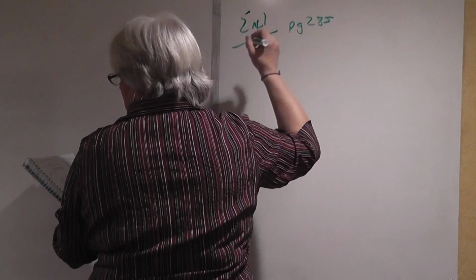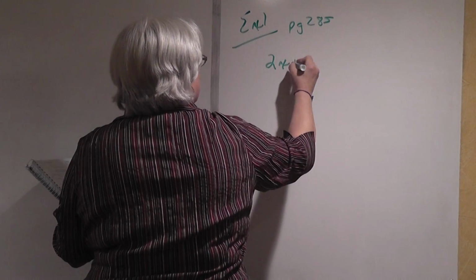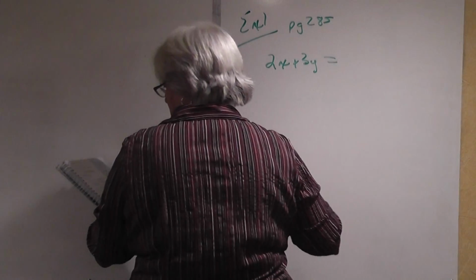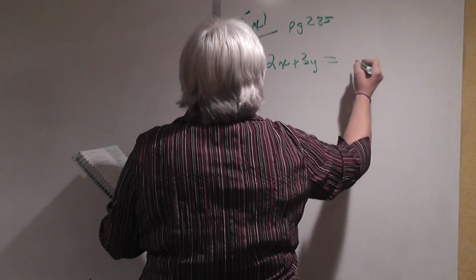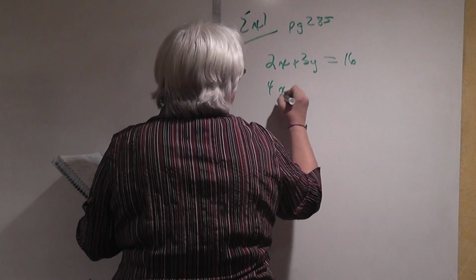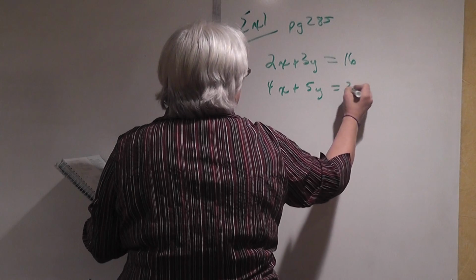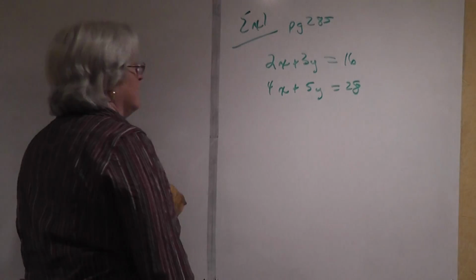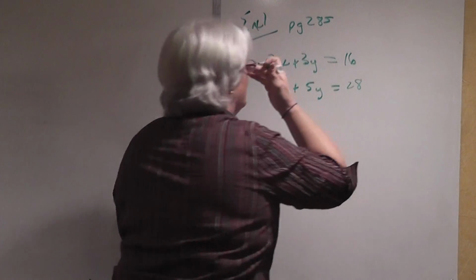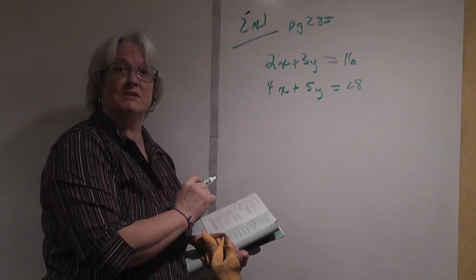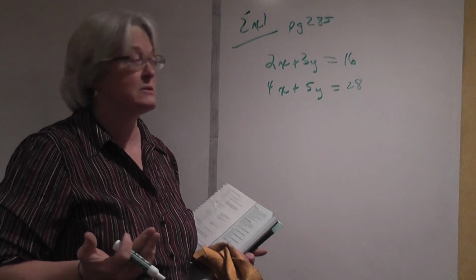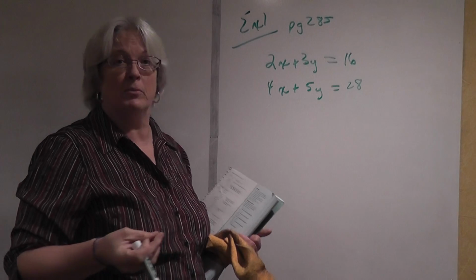Page 285, this says solve the system 2x plus 3y is equal to 16, 4x plus 5y is equal to 28. See if I can make that just a little bit neater for you. 2x plus 3y is equal to 16. 4x plus 5y is equal to 28. There's nothing particularly nice about this right now, no easy variable to solve for.